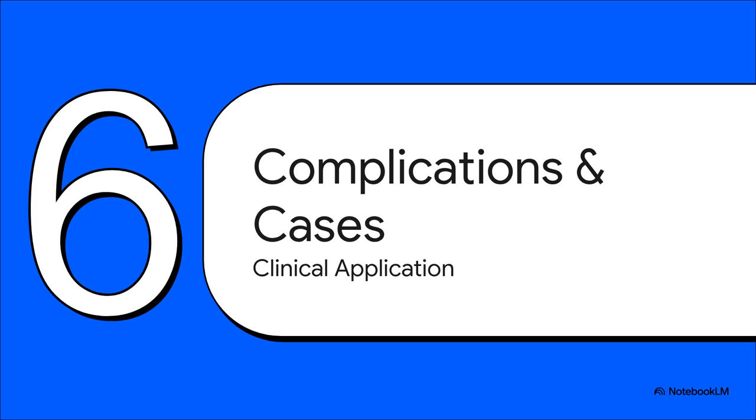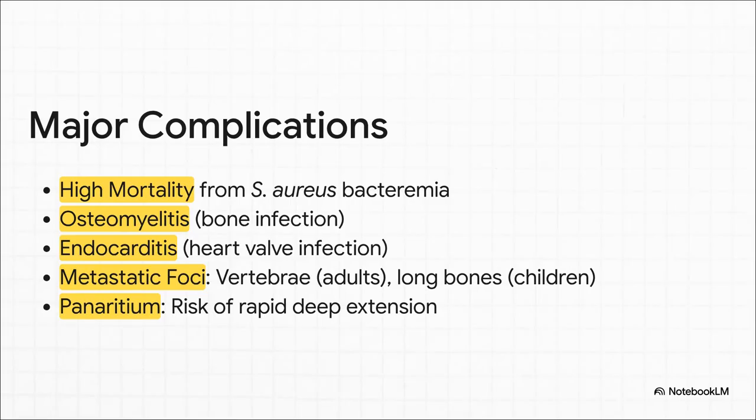Then we'll put all our knowledge to the test with a few clinical cases. Let's be blunt. The consequences of messing this up are severe. If you have an S. aureus bacteremia that's not treated properly, you're looking at a high mortality rate, period. It can also lead to devastating downstream effects like osteomyelitis or even endocarditis. The infection can go metastatic, basically setting up shop in new locations. In adults, that's often the vertebrae. In children, it's the long bones. This is not something to take lightly.